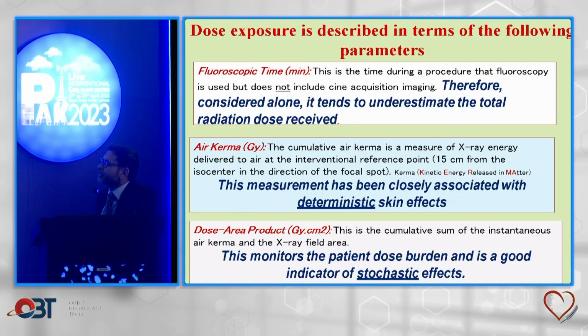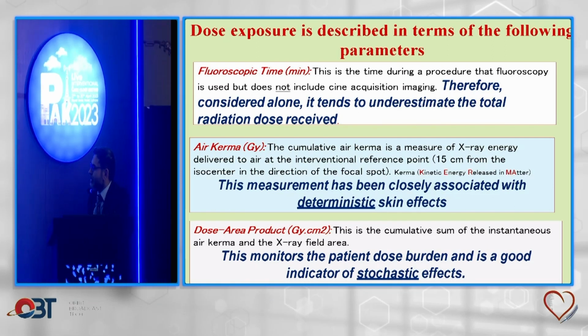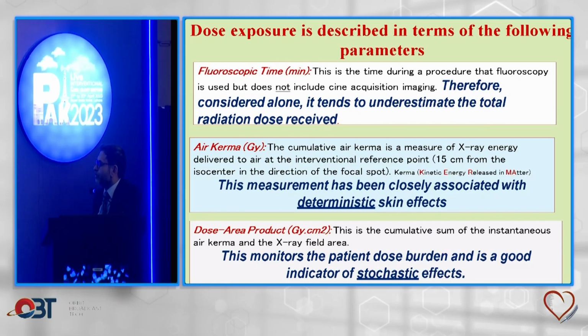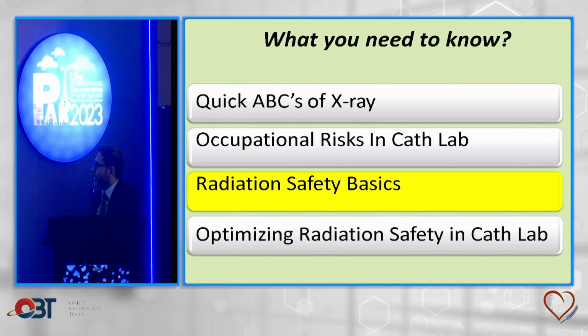Fluoroscopy time underestimates the total radiation dose received, because it does not account for the cine that we have used, and we know that has more radiation exposure. Now, air kerma shows us the deterministic skin effects, and DAP tells us about the stochastic effects.